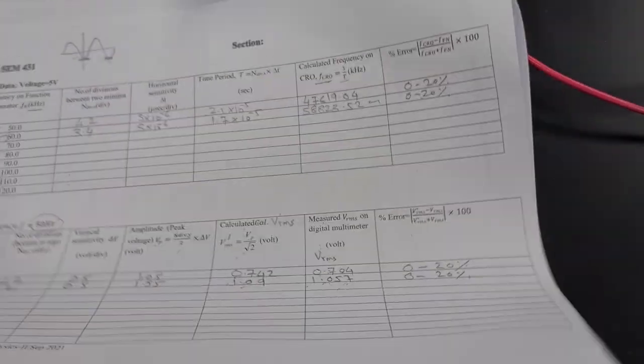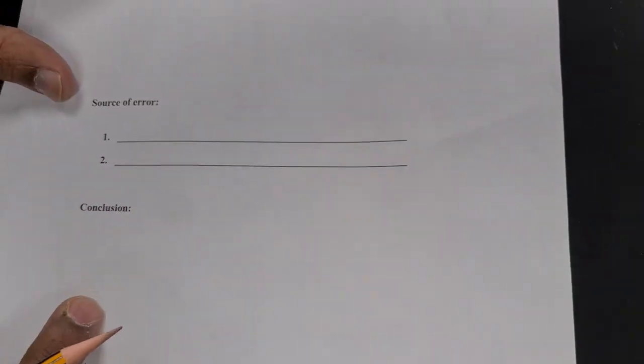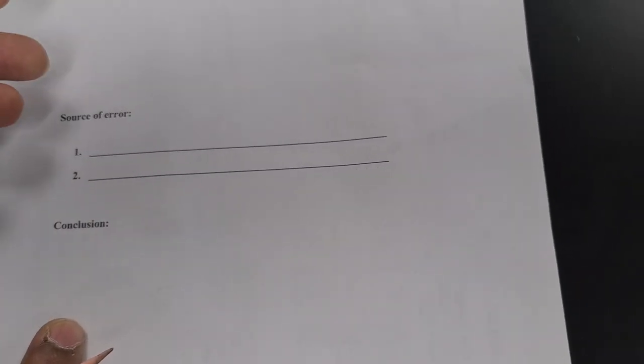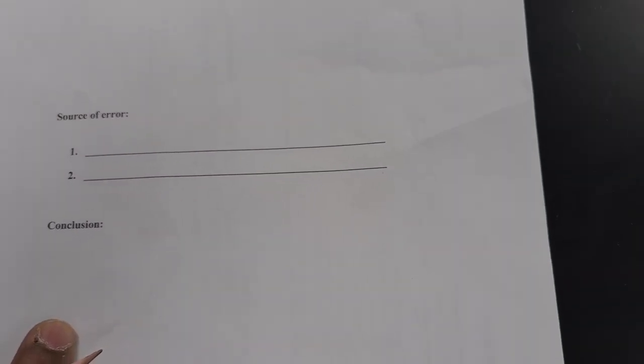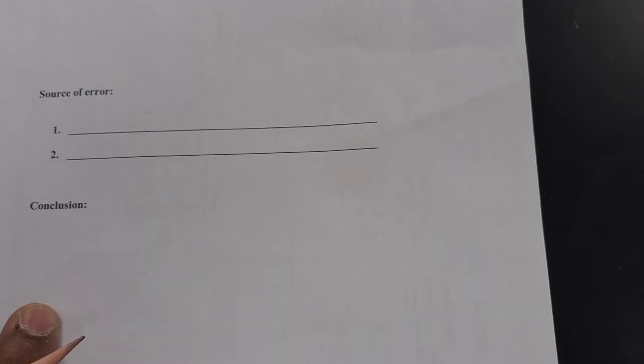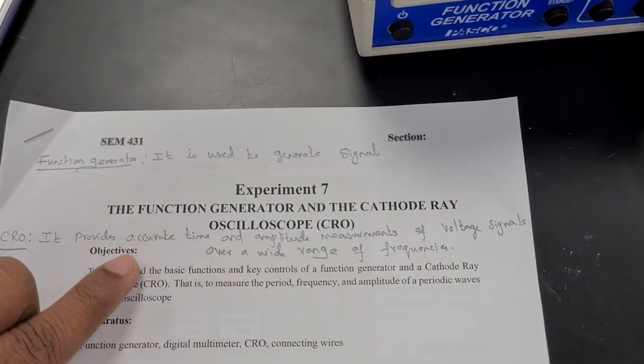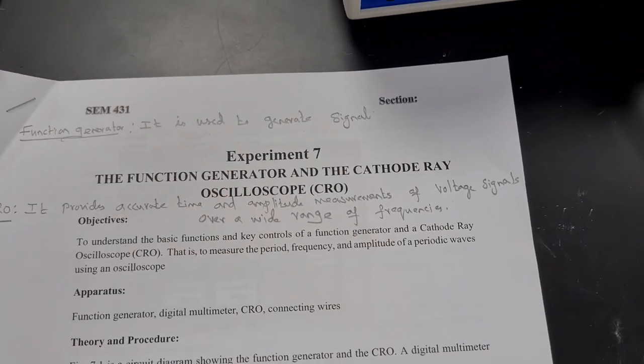Clear? And then please write the source of error and the conclusion. What is your conclusion? We learned the basic function of both the function generator and CRO. That is your conclusion. There will be no graph. Okay? Understand, my dear? So this will be the explanation for your seventh experiment, function generator and CRO. Thank you.